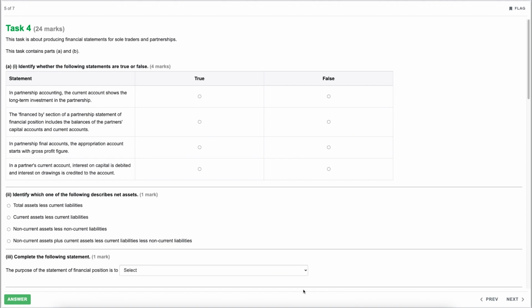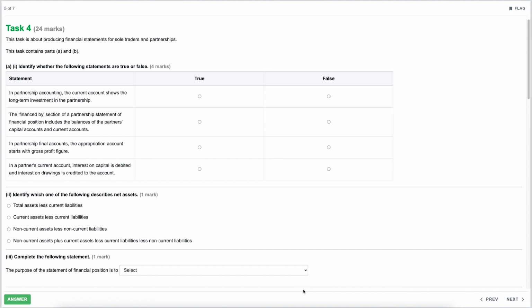So task 4 is worth 24 marks and is about producing financial statements for sole traders and partnerships. This task contains parts A and B. Part A then, identify whether the following statements are true or false, and it's worth 4 marks.